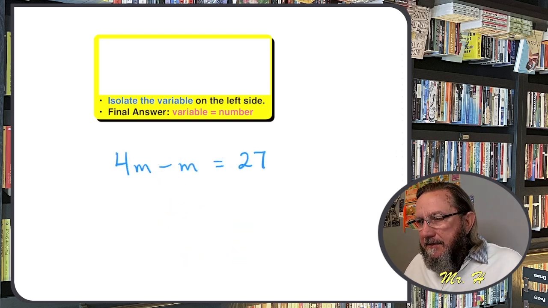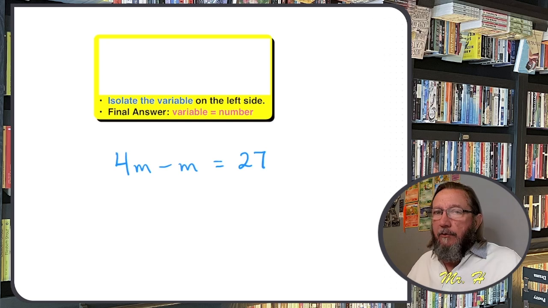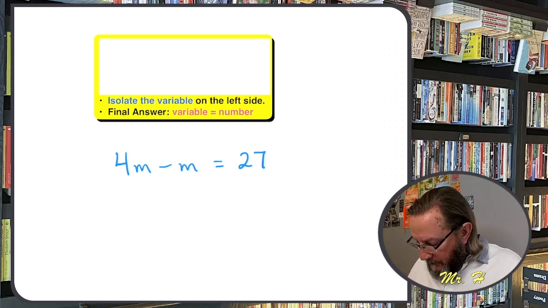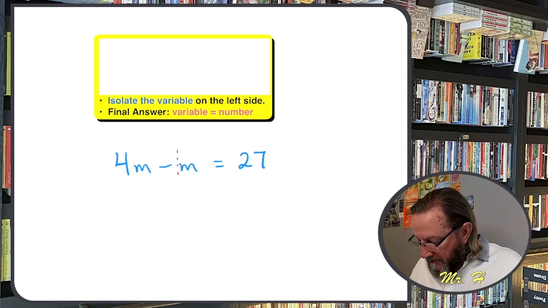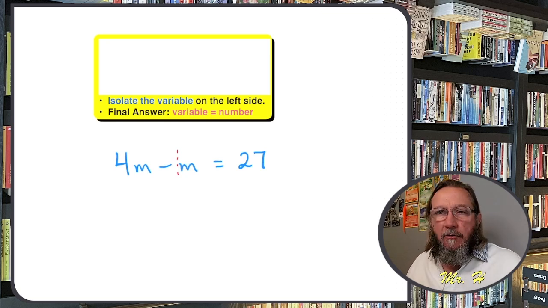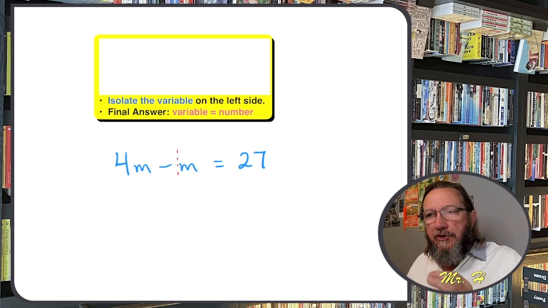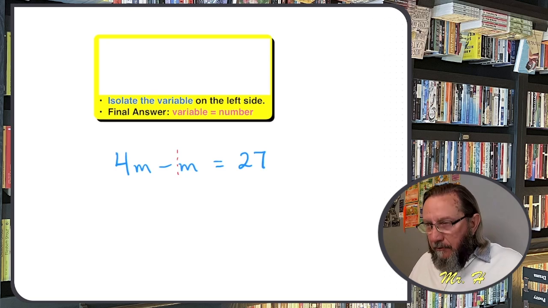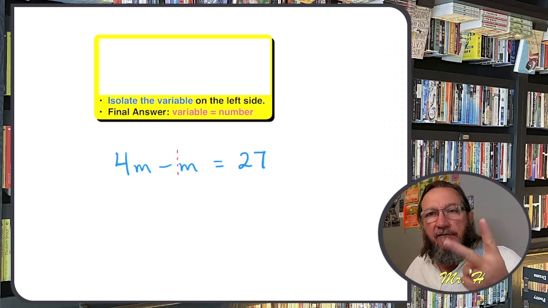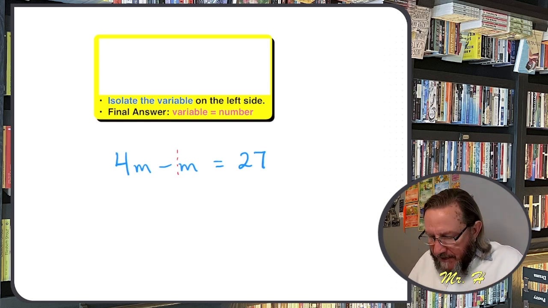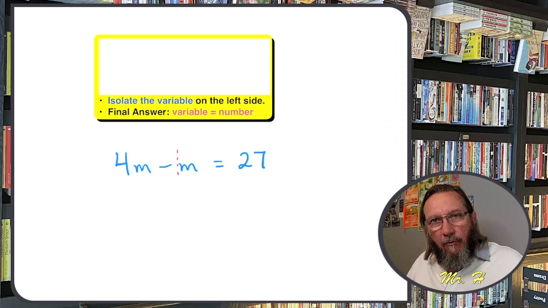4m minus m equals 27. You'll remember we talked about in Module 1, if there's no number in front of a variable, we know that there is an understood 1 in front of that. If I look at this, this is no longer a two-step equation. We've got to do some more to this. So that recipe that we're looking at right here on the screen of just isolating the variable on the left side, we can't do that because we've got the variable in two places. We're going to have to add something to our list that we've always had.